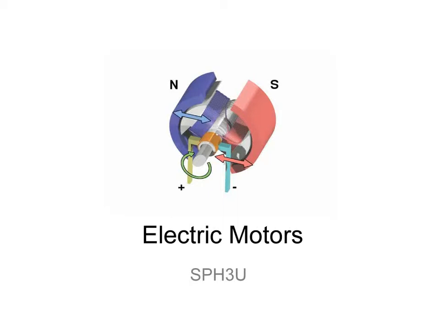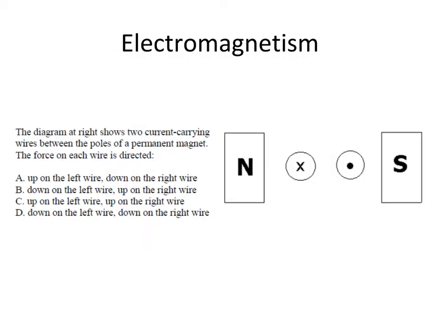So now that we've learned about electromagnetism, we can look at some ways that we apply electromagnetism. We'll look at electric motors here. Remember that electromagnetic fields will interact with each other. So here we've got a diagram with a couple of current-carrying wires in between the poles of a permanent magnet.